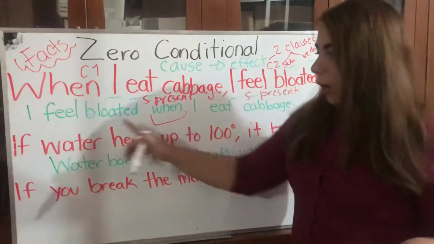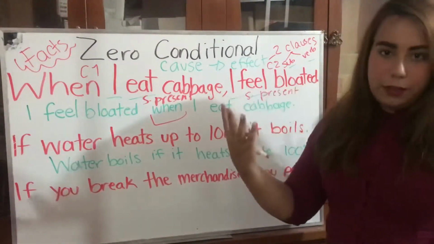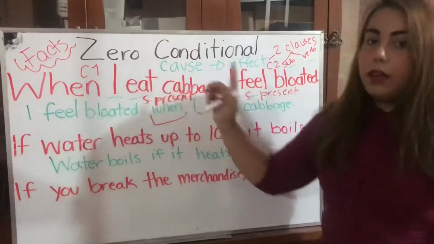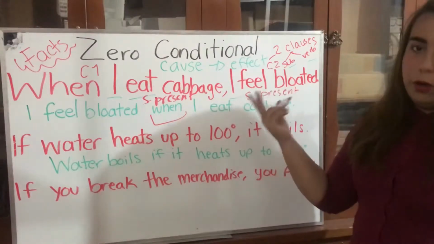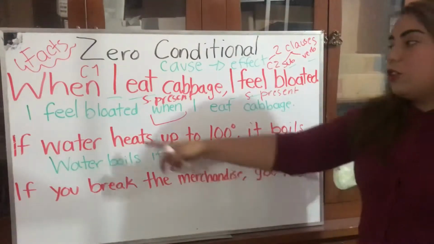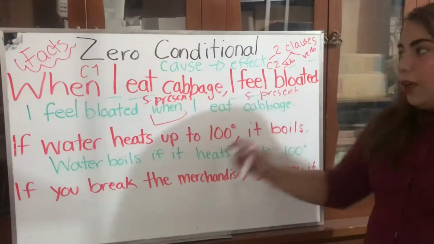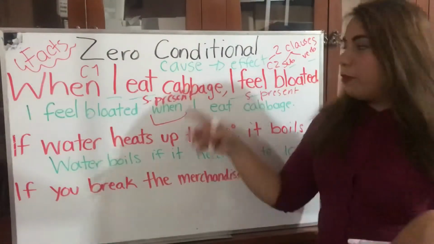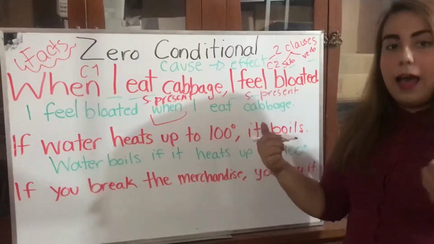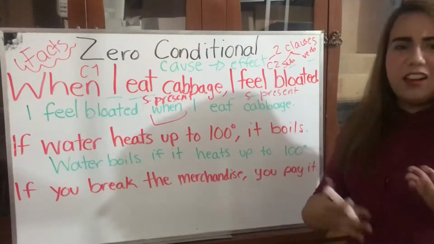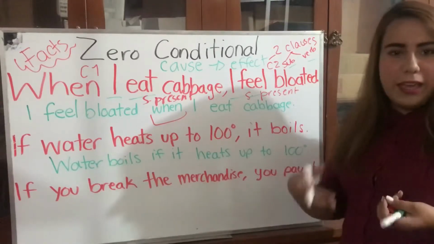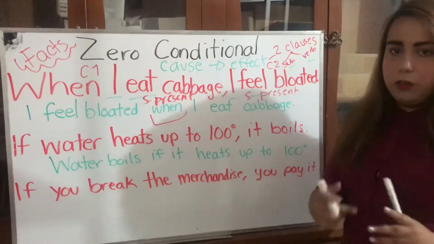So here, no comma. If I begin my second clause with the effect, no comma. If I begin with the cause, comma in the middle to separate both, okay? Perfect. So when I eat cabbage, I feel bloated. This is a personal fact. If I eat cabbage, remember cabbage is a vegetable, I feel bloated. This means I feel uncomfortable. I'm not okay. My stomach feels really full, okay?